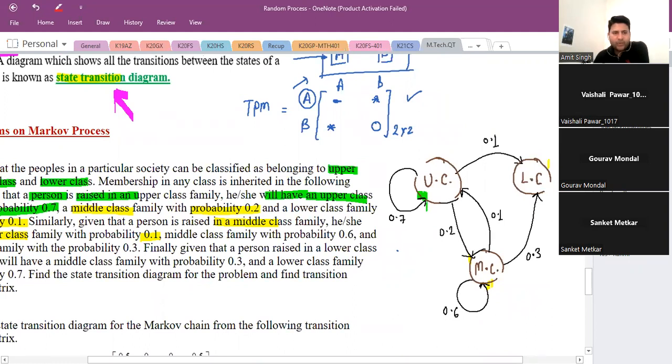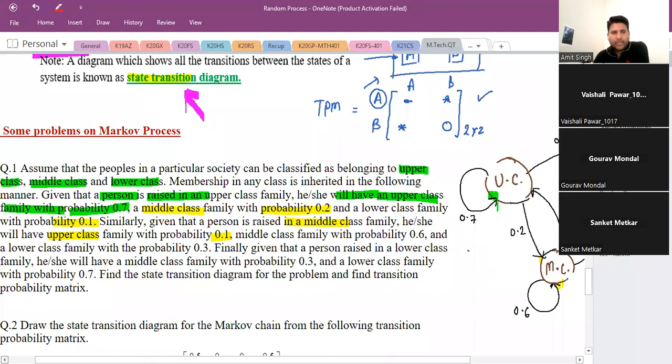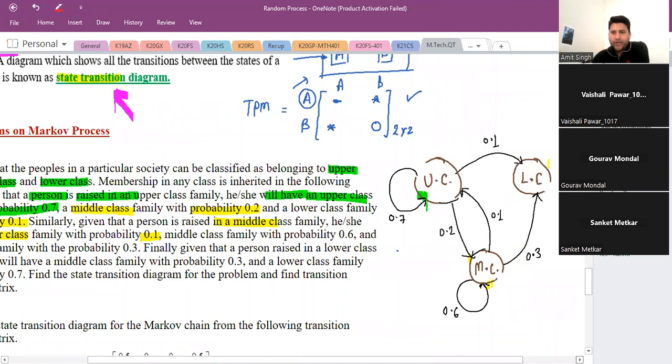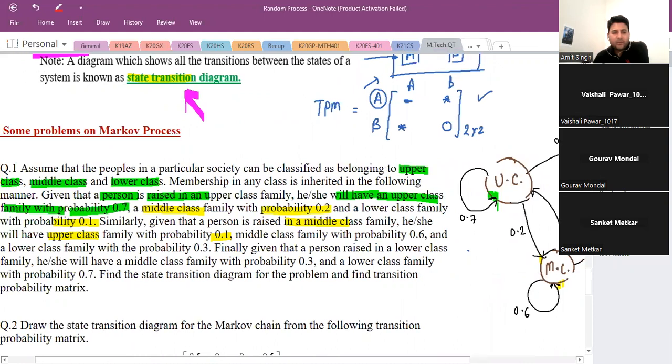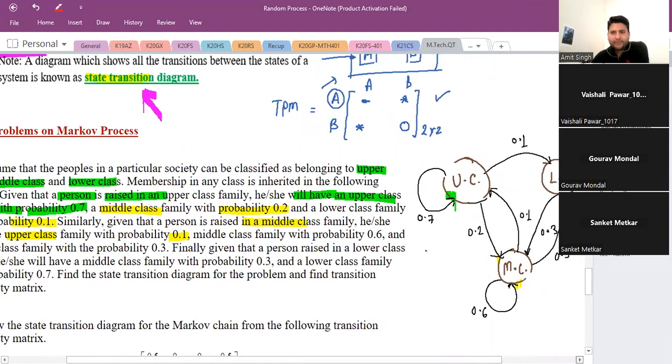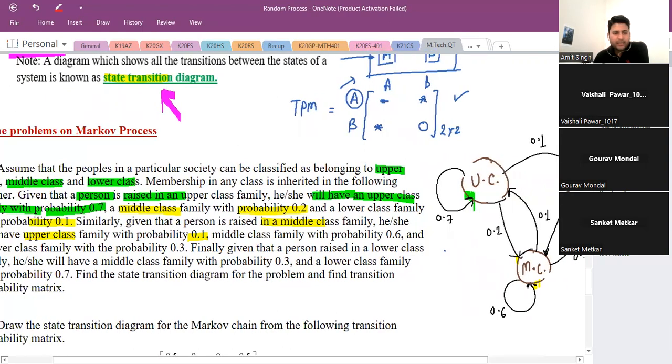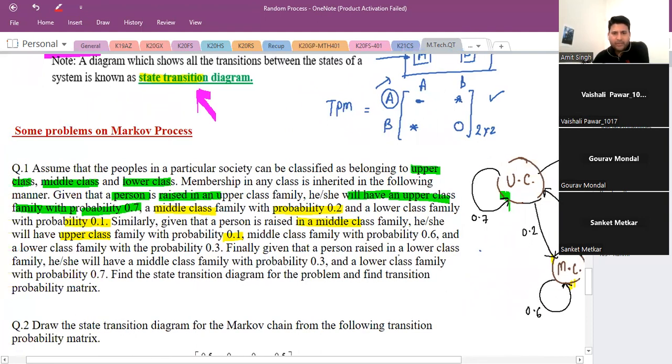Finally, given a person raised in lower class family will be middle class 0.3, lower class 0.7. So this is also 0.3. Middle class 0.3 and lower class with 0.7. So make it 0.7. And lower to upper class, how much is given? Lower to upper class, is it given or not? Not given, so we will not write it, no matter.